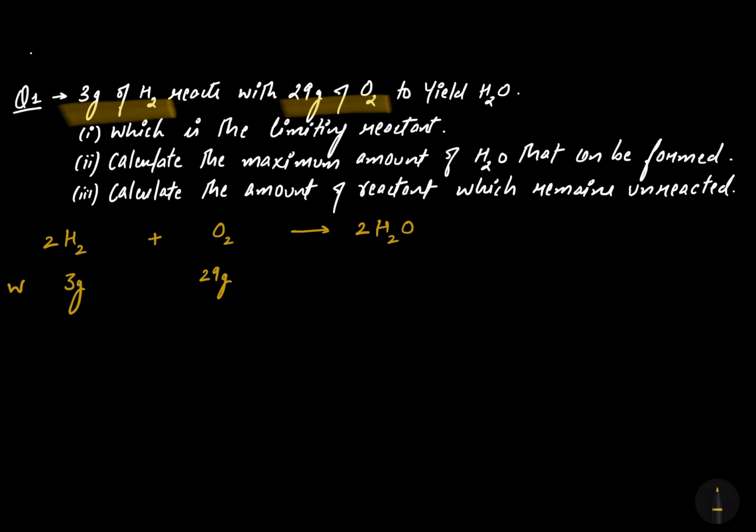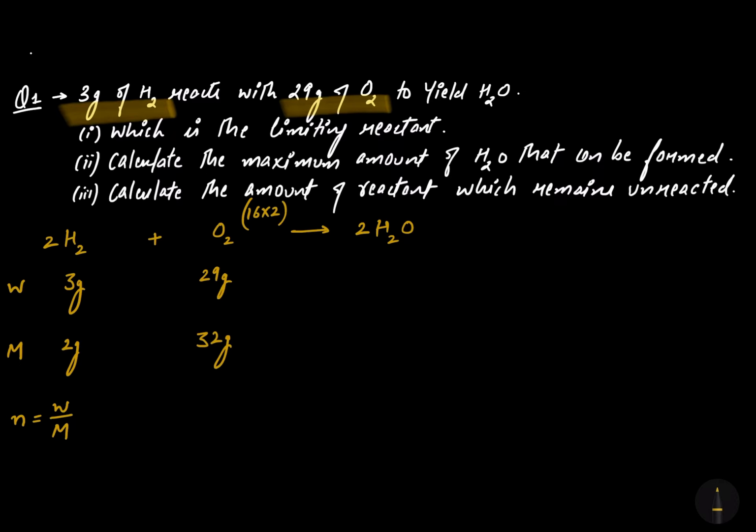Now let's write the molecular weights of H2 and O2. For H2 the molecular weight is 2 grams. For oxygen, the atomic mass of one oxygen is 16, but we have two oxygens, so it comes out to be 32 grams. So the molecular weight of oxygen is 32 grams. Now let's evaluate their number of moles. Number of moles is evaluated by the given weight divided by the molecular weight.